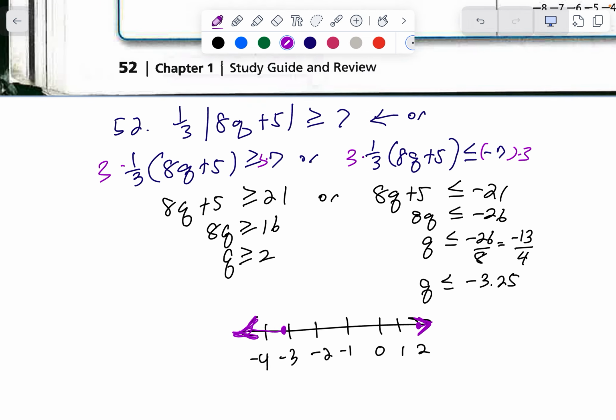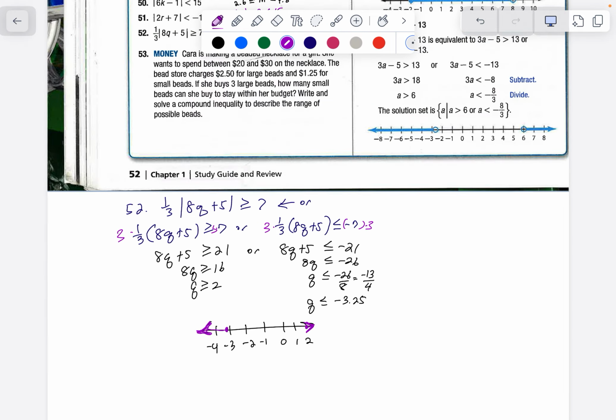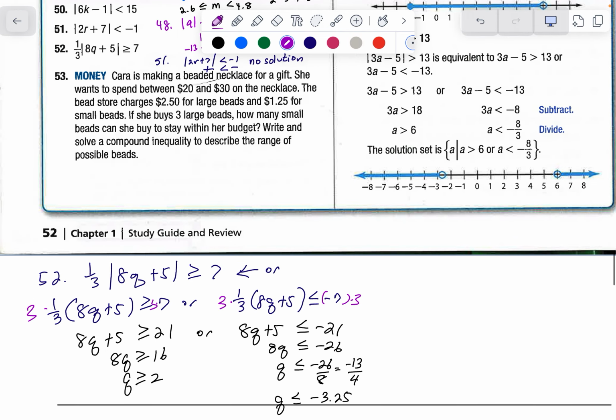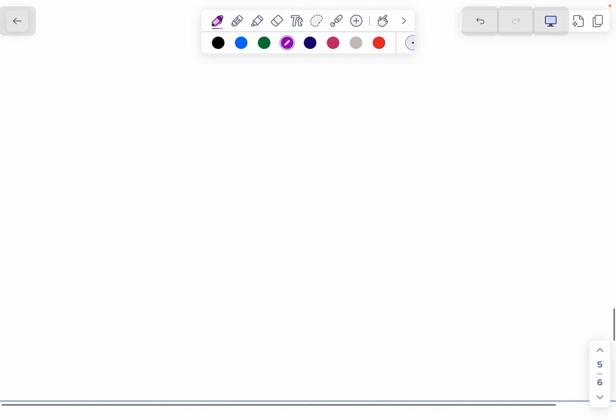Okay, everybody good with an absolute value greater than versus less than? You have to remember those rules. We're going to review one more time on Tuesday so that you have that. Okay, everybody good with 52? Okay, let's practice setting up 53 so that we have that. Do I have an empty page? Yeah, I do.